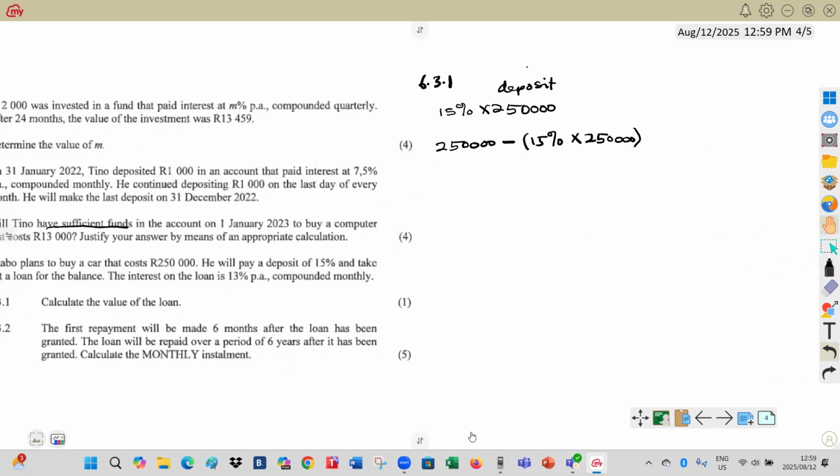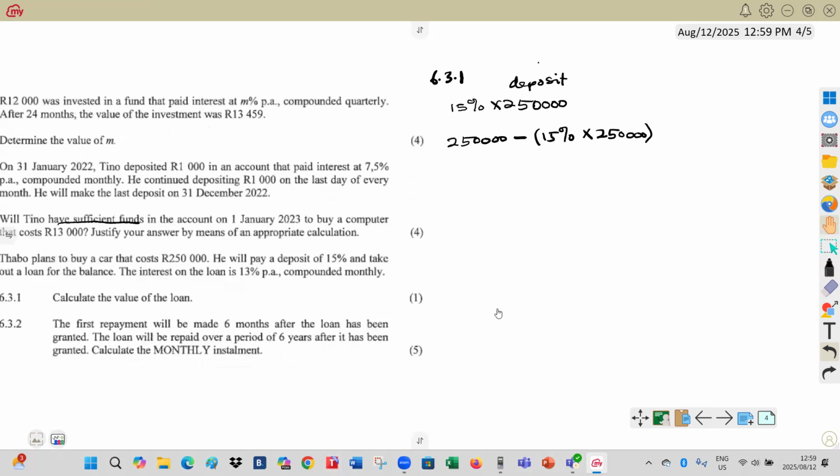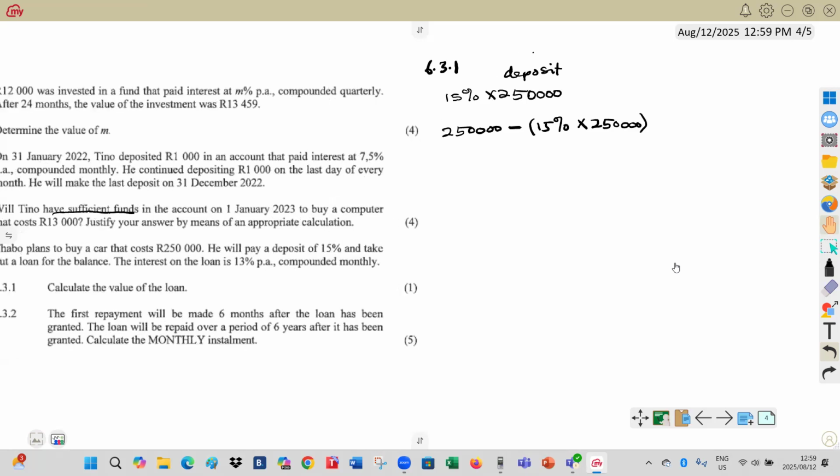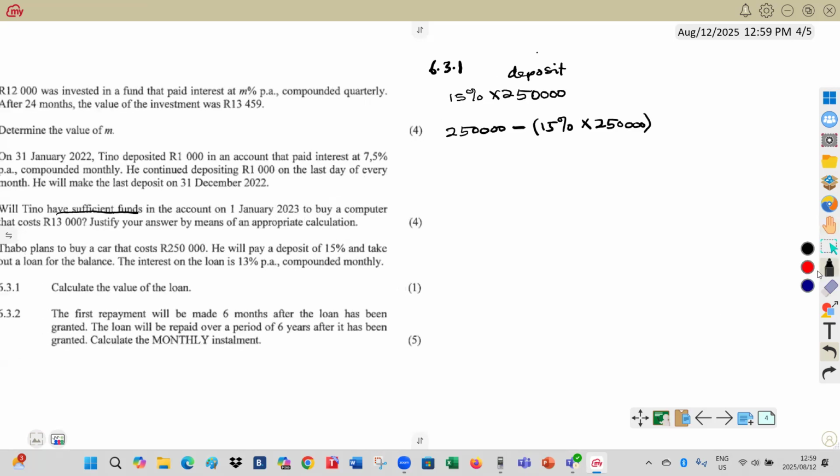85% of what? 85% of the cost of the car. Or we say this can be written as 85% of the price of the car. So what is the value there? It simply means we just have to go to our calculator. So we said this is the loan value.